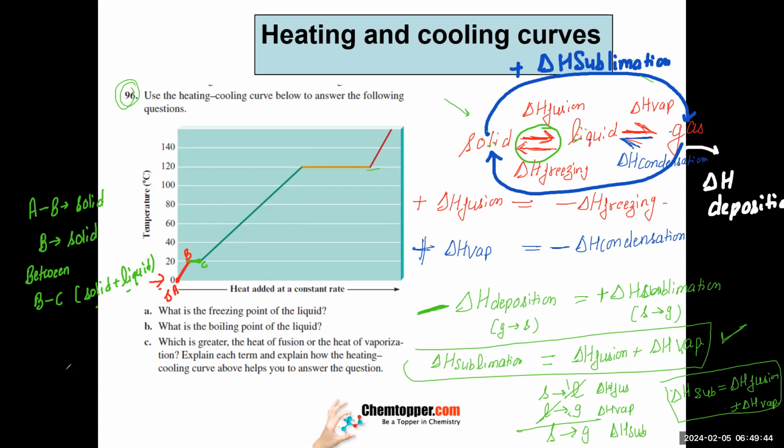Bonds are breaking. What do you think, Dhruv? Bonds are breaking or IMFs are breaking? And again, this is an AP question. When a substance is undergoing fusion, sublimation, a physical change, IMFs are breaking, not the chemical bonds. So don't write bonds. You will lose marks because they are checking for it. So, what are we breaking? IMFs, intermolecular forces of attraction. You cannot break chemical bonds during a physical change, solid, liquid, gas.